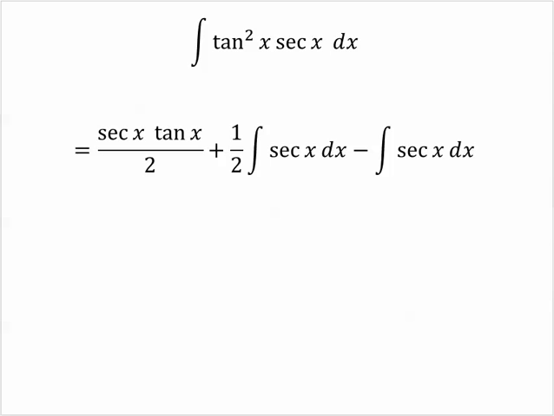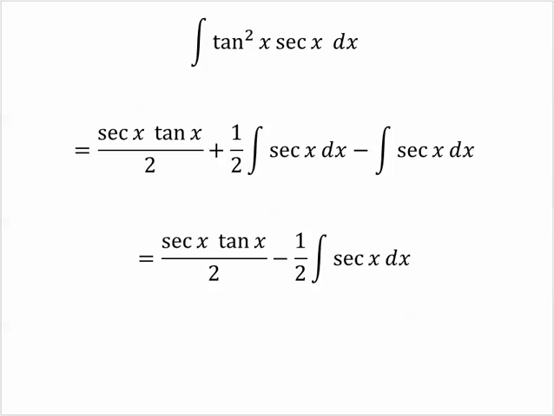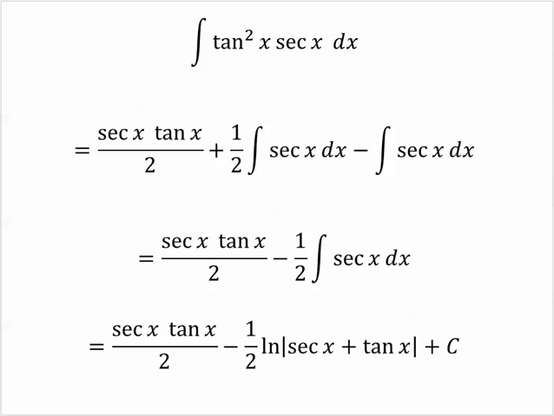Notice that I have half of an integral of secant minus a full integral of secant. So 1/2 minus 1, that's just equal to -1/2. And then just find your integral formula for secant. The integral of secant is log of the absolute value of secant plus tangent. And so we have successfully done this problem by using a reduction formula.